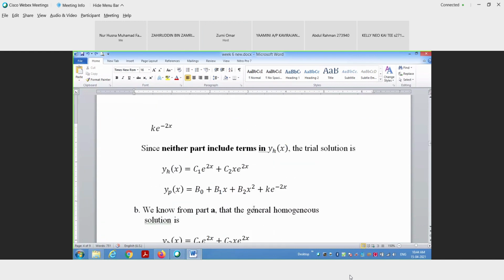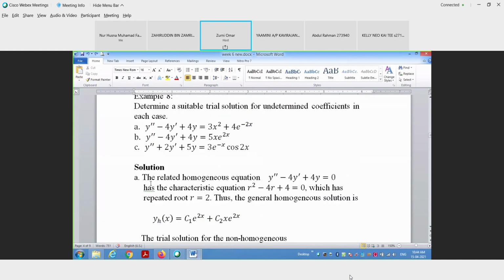Okay. In example C, y double prime plus 2y prime plus 5y equal to 3e power of x cos 2x. So here gx is a combination of exponent and trigo. First we need to find yh. To find yh, we let gx equal to 0. So now we have y double prime plus 2y prime plus 5y equal to 0. So we have homogeneous.